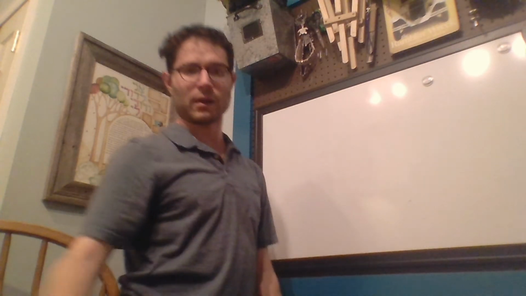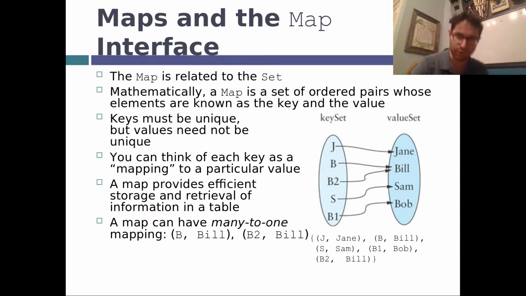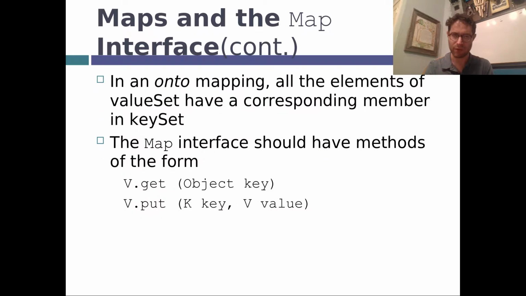All right, so what do we do with them? Well, they provide you with a means of mapping some kind of key to a value. And this is a many to one mapping. So for instance, we have these keys over here. We have J mapped to Jane, B and B2 mapped to Bill, S maps to Sam, and B1 maps to Bob. And so we have these mappings between a key and a value, which seems really abstract, but bear with me, okay?